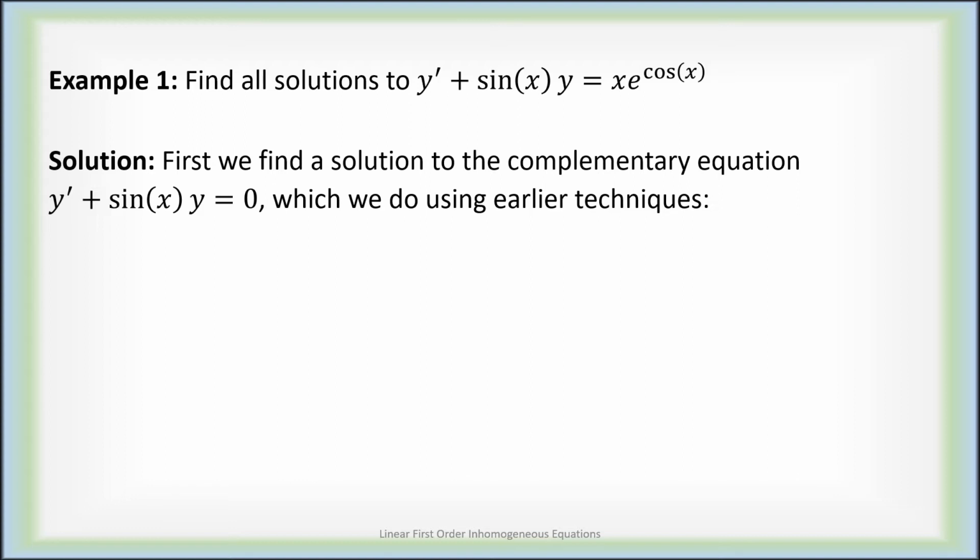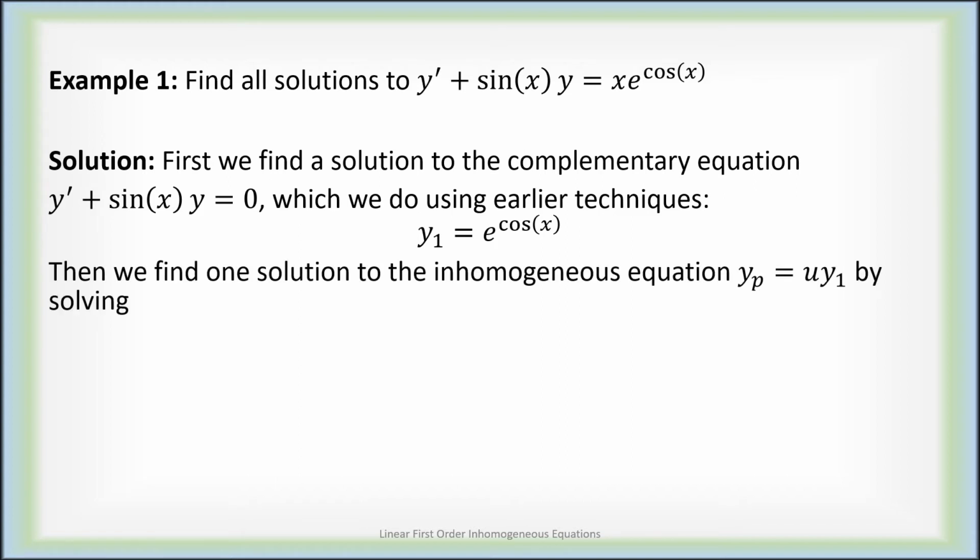We can do this using techniques from the previous video. This is now a linear first-order homogeneous equation. And if we go through all of that, we will find a single solution of e to the cosine of x. It's just e to a negative antiderivative of that coefficient, sine of x. Okay, so e to the cosine of x happens to be one solution to this complementary equation.